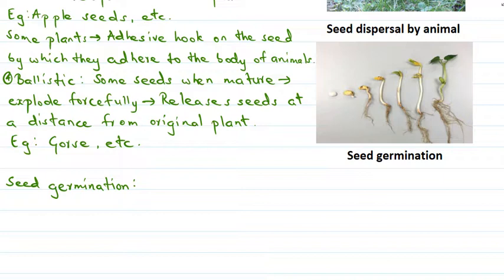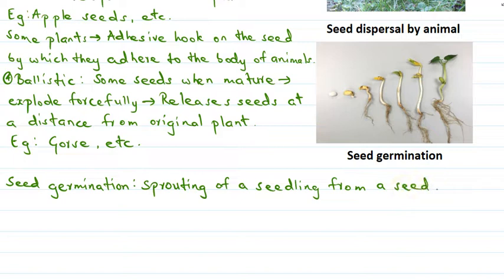Seed germination is the process of sprouting, the sprouting of a seedling from a seed. This is known as seed germination. The germinated seeds further turn into a baby plant. So the first part of the plant that emerges, which is the first part?